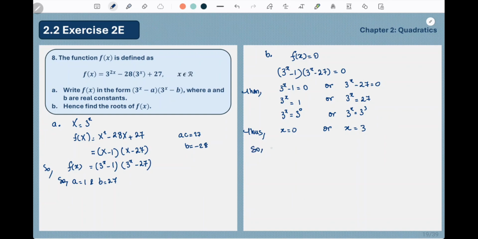So the roots of f(x) are 0 or 3. And that marks the end of today's session.